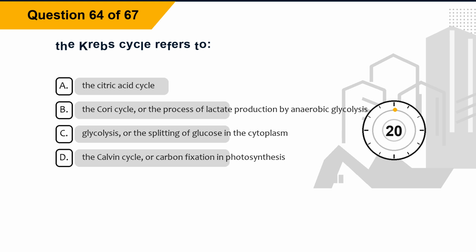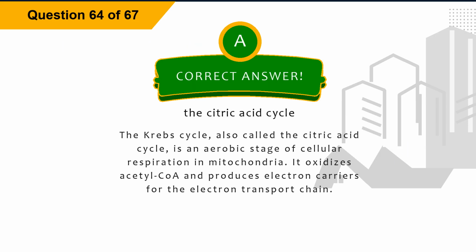Question 64. The Krebs cycle refers to: Option A, the citric acid cycle. Option B, the Cori cycle, or the process of lactate production by anaerobic glycolysis. Option C, glycolysis, or the splitting of glucose in the cytoplasm. Option D, the Calvin cycle, or carbon fixation and photosynthesis. The correct answer is option A, the citric acid cycle.